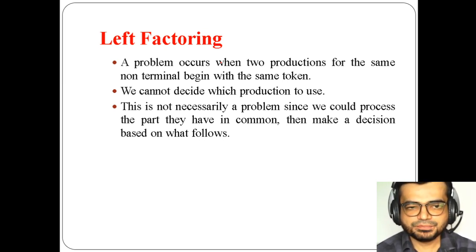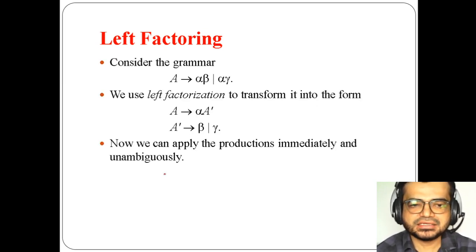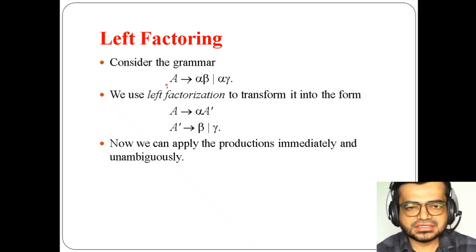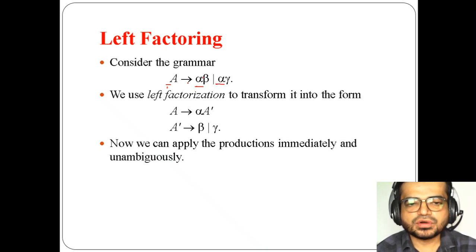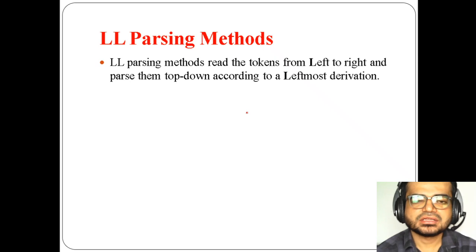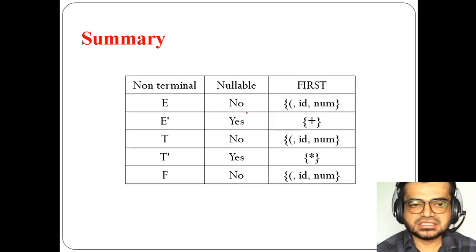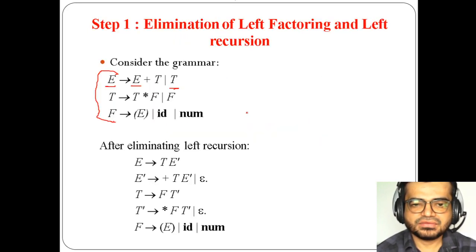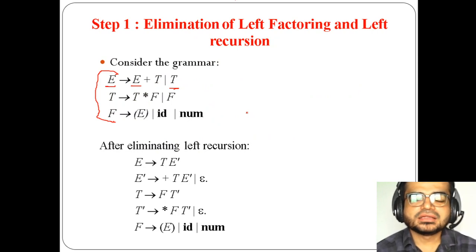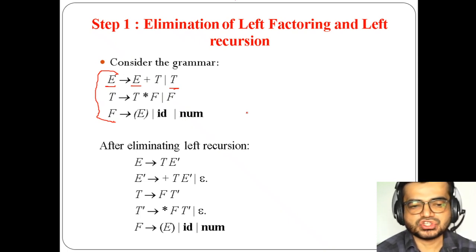Left factoring is whenever we have two productions for the same non-terminal. Like here, if you observe this line carefully, this alpha and this alpha, that means the first symbol is the same in both cases. So we have to eliminate this left factoring, but in the given example there is no need for elimination of left factoring. Only what we have to say is left recursion.